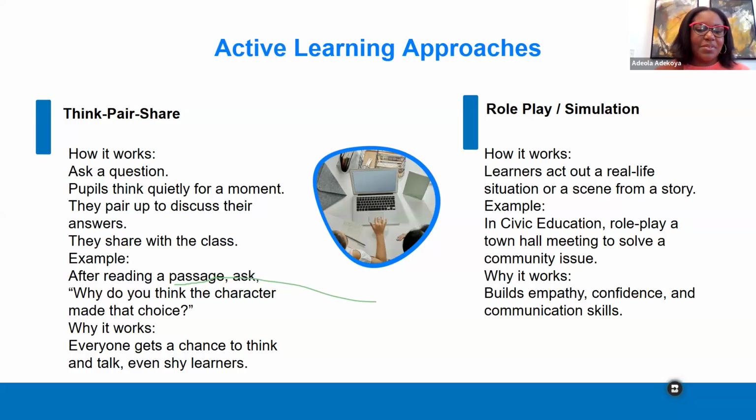So an example is, after reading a passage, the teacher can ask, why do you think the character made that choice? Why it works is because every single person in the class has a chance to think about the question, and has a chance to talk and learn with the person beside them. And even the shy learners also have a chance to participate in the classroom discussion. Another active learning approach would be role play or simulations.